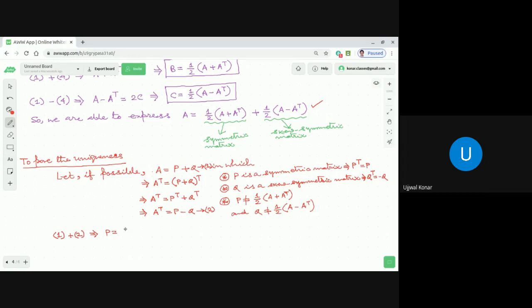That means I can write it also so that there will be no confusion. A plus A transpose is equal to P plus Q plus P minus Q. This implies 2P is equal to A plus A transpose. That implies P is equal to half of A plus A transpose, which contradicts the assumption that P is not equal to half into A plus A transpose. Dear students, for uniqueness, we assumed that P is not equal to half of A plus A transpose. But with this assumption, we end up with P equal to half of A plus A transpose.